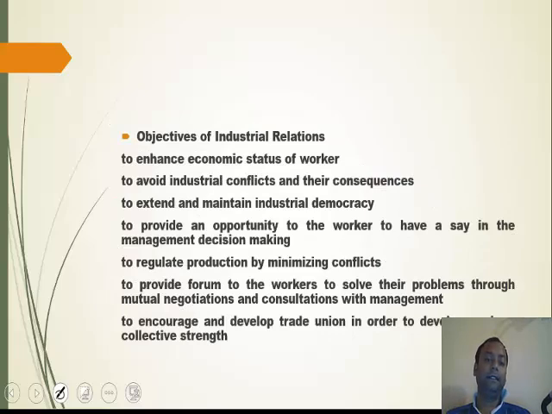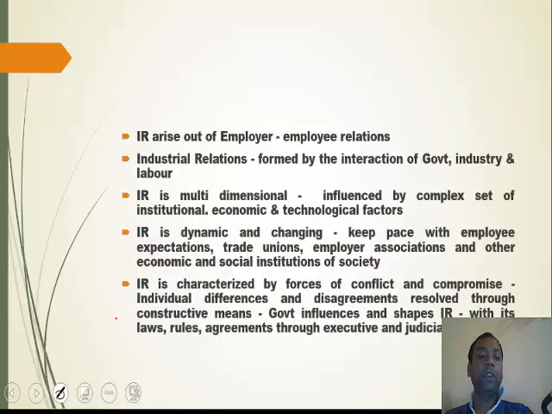Now objectives of industrial relations. They are to enhance the economic status of workers, to avoid industrial conflicts and their consequences, to extend and maintain industrial democracy, to provide an opportunity to the worker to have a say in management decision making, to regulate production by minimizing conflicts, to provide a forum to the workers to solve their problems through mutual negotiations and consultations with management, to encourage and develop trade unions in order to develop workers' collective strength.